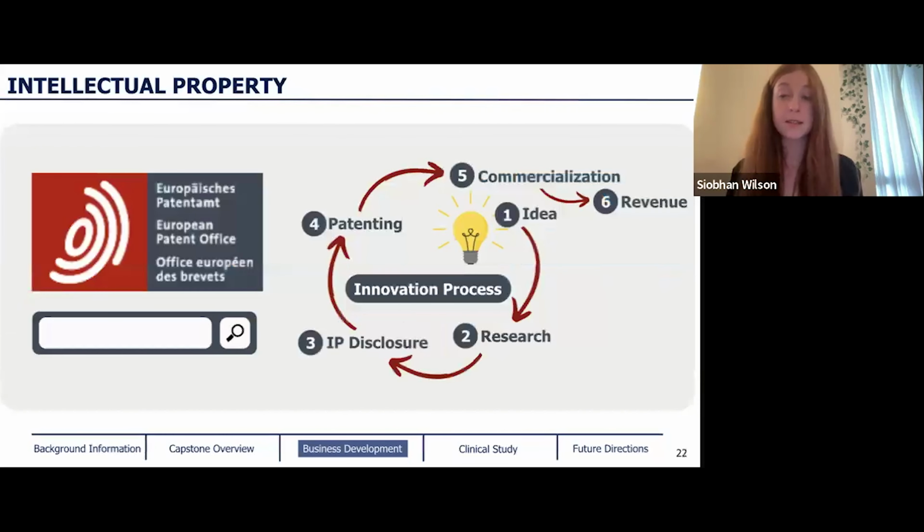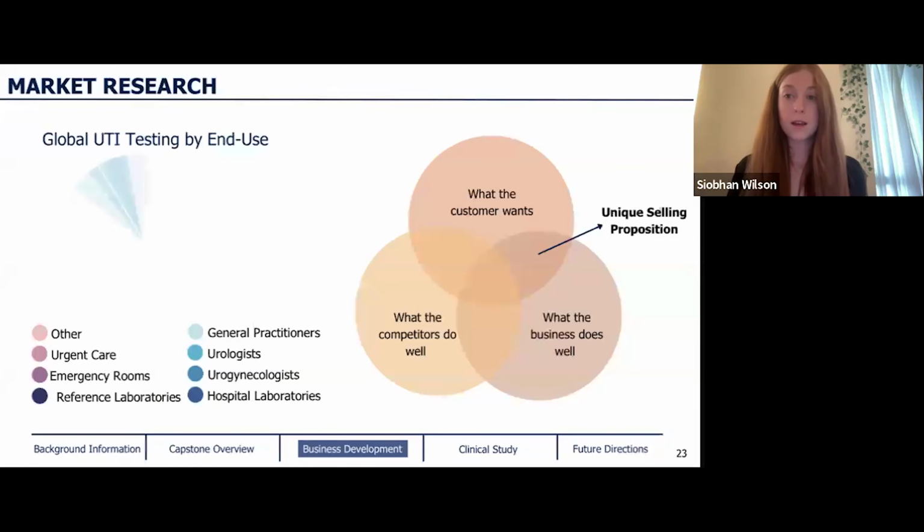And based on this advice, we conducted patentability searches to examine the diversity of innovation that currently exists in the field of UTI diagnostics. We then retained a patent lawyer and shared the progress we had made. And from this, we learned that we are too early in the innovation process to file a provisional patent, but this will be a priority of ours once we start prototyping and actually have IP to disclose.